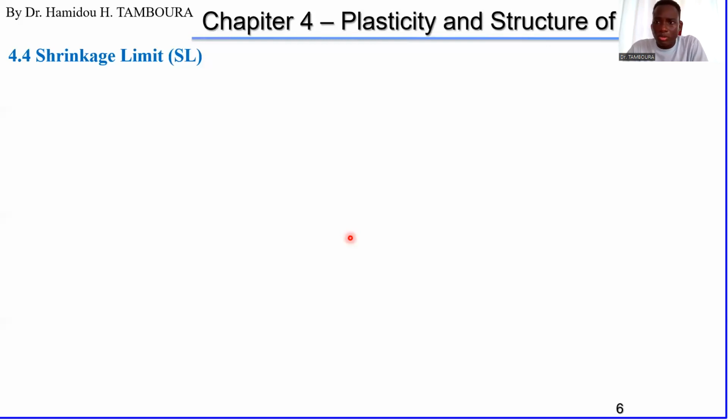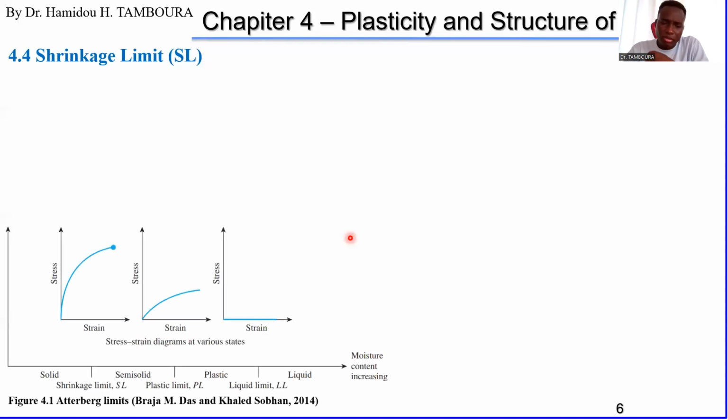Okay. So what is shrinkage limit? You remember this figure? We have used it in the 2 previous videos as well. In this figure, we can see the definition of all the limits: liquid limit, plastic limit, and shrinkage limit. We have explained the definition of these limits before in the previous videos. So in this video, we will talk about this case, the shrinkage limit one.